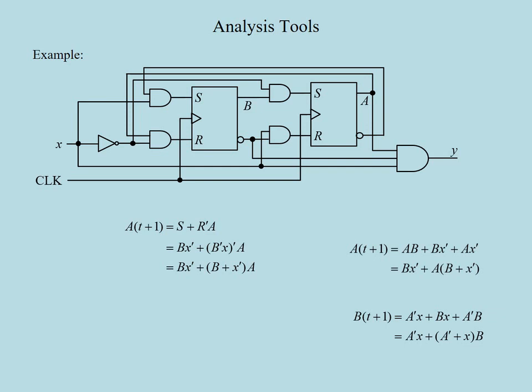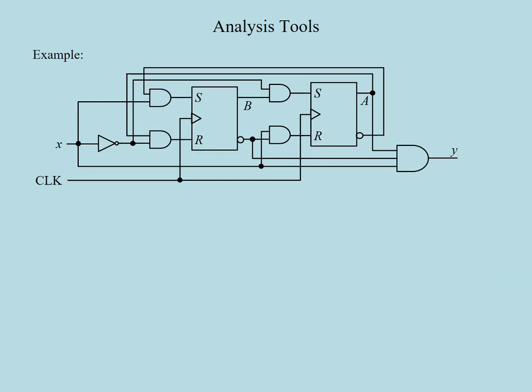Substituting these expressions in the characteristic equation, we obtain the state equation which matches the one we simplified from the Karnaugh map. The characteristic equation of the B flip-flop is written as B of t plus 1 equals S or R prime B. Checking the circuit for the inputs of this flip-flop, we see that S is equal to A prime x and R is equal to A x prime, which yield the state equation for B. Also, the output equation is clearly seen from the circuit as Y equals A B prime x.